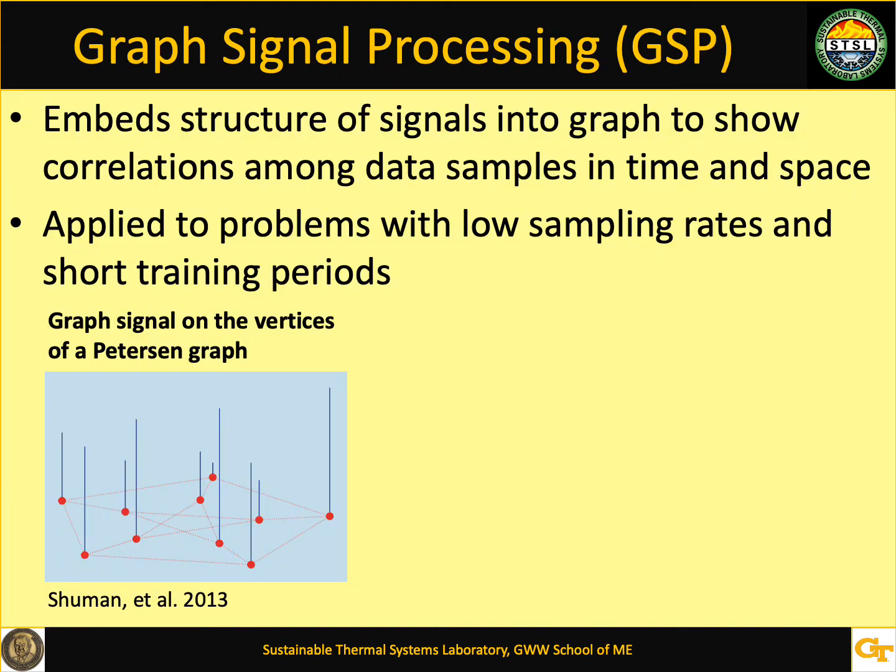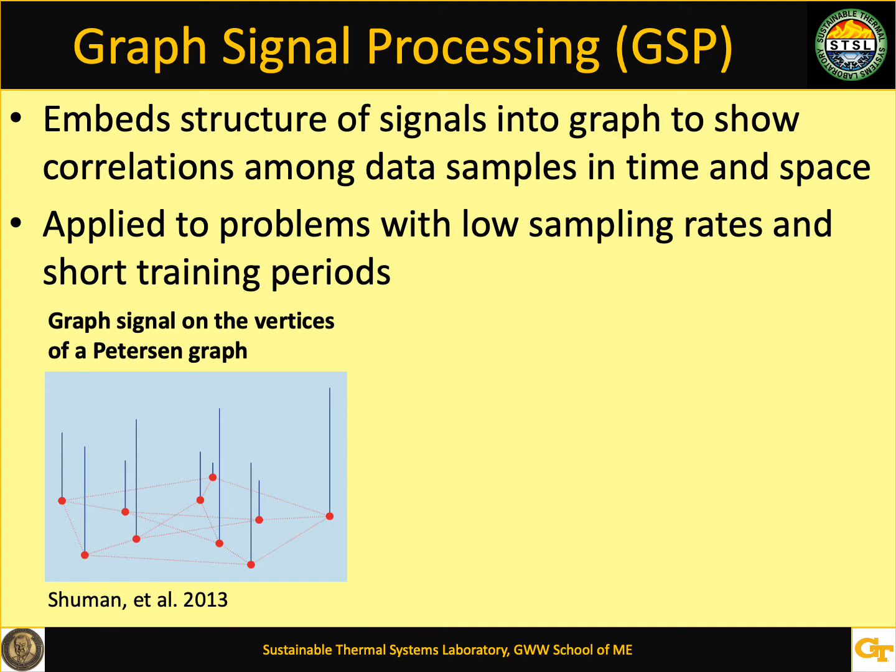To perform non-intrusive disaggregation, graph signal processing was selected due to its ability to perform with high accuracy using low-resolution sampling rates over short training periods. In graph signal processing, the structure of the signal is embedded into a graph to show spatial and temporal correlations among the samples. The algorithm demonstrated here was developed by researchers at the University of Strathclyde.